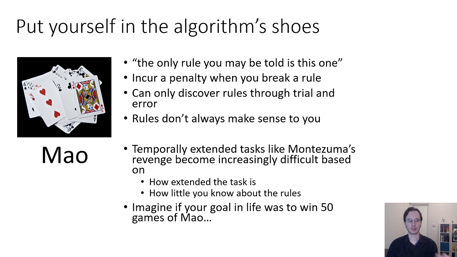And imagine taking this a step further. Imagine that your goal in life was to win 50 games of Mao. So you're just going about your day, you can go to class, you can do your homework, but if you happen to win 50 games of Mao, you're going to get $1 million. Now you're pretty unlikely to just sort of randomly go and do this. So this is essentially the exploration problem.